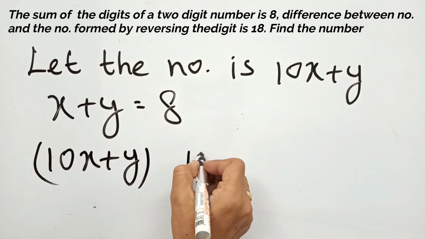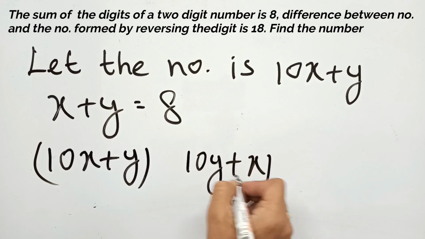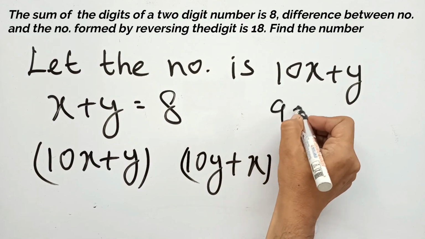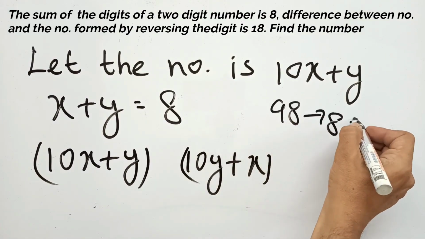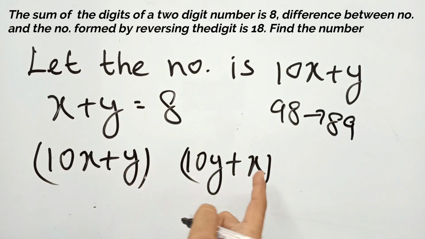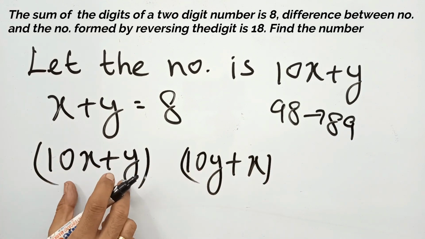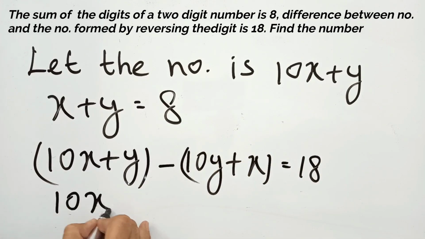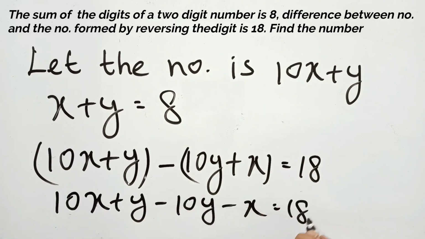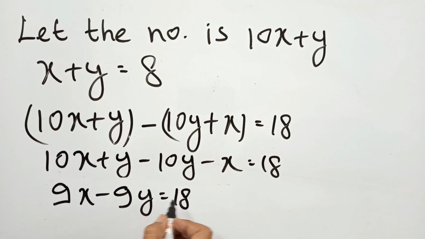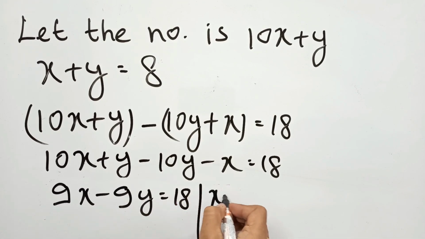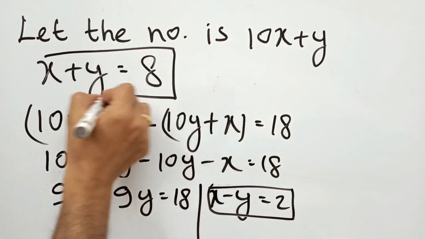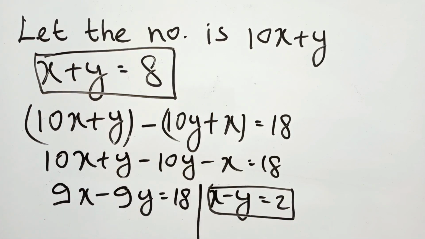and the reverse number 10y plus x. See, 10x plus y, we reverse the number like this, 98, if we reverse it will be 89. So the x and y positions will be interchanged, and the number and the reversed number differ by 18. We can reduce this equation, divide by 9, x minus y is equal to 2. Now we have these two equations, we need to solve in order to get x and y.